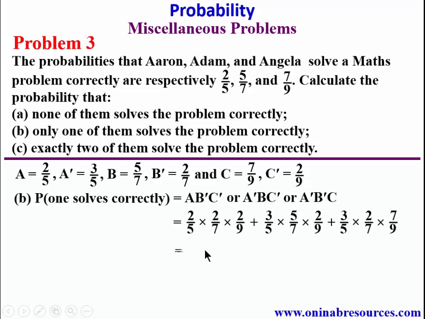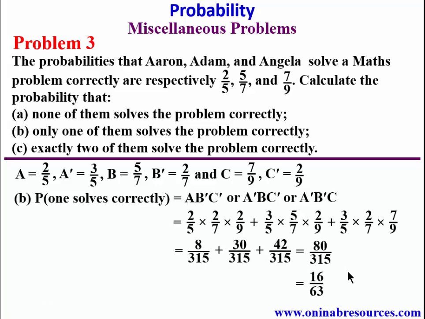So I want to maintain the same denominators. So I have 8/315. 5 times 7 times 9 is 315, plus 30/315 plus 42/315. So since they have the same denominators, we just add the numerators, giving us 80/315. And in the simplest form, we have it as 16/63. And that's the end of solution to B part of the problem.